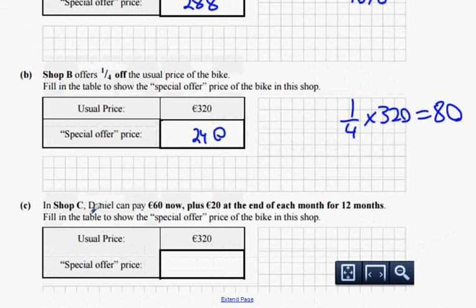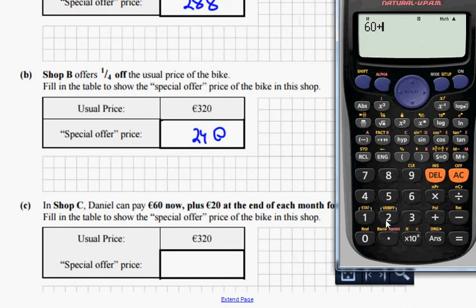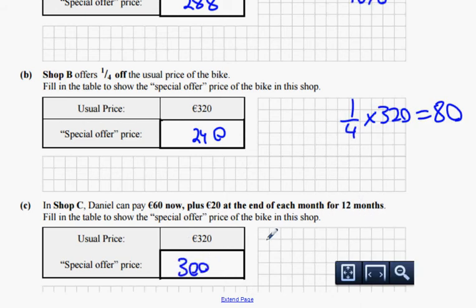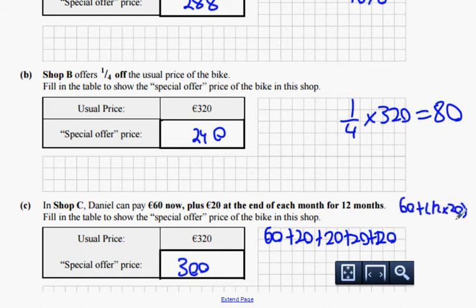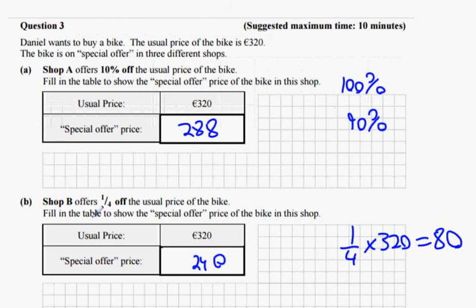In shop C, Daniel can pay €60 now plus €20 at the end of each month for 12 months. Fill in the table to show the special offer price of the bike in this shop. So you can pay €60 now plus at the end of each month. Now remember, there's 12 months, so we can pay 12 multiplied by €20 at the end of each month. We have to pay 60 first, and then we have to pay 20 12 times. So we're better off just 60 plus 12 multiplied by 20. €300 in total. Do you think Daniel should buy the bike with A, B or C? Give a reason for your answer. Well, I'd go with B because it's the cheapest.